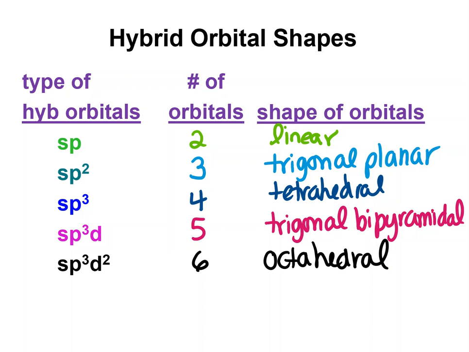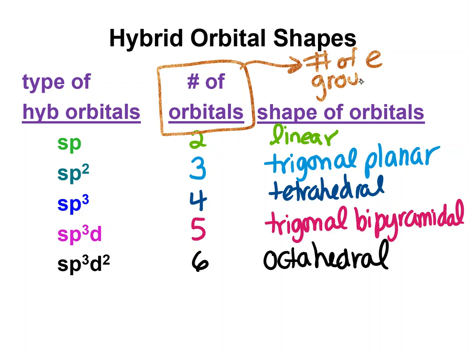Now notice something. The number of orbitals is very similar to the number of electron groups. So when you do these shapes, you can see that if you had 6 electron groups, this would be your electron geometry. It's not really the same thing, but the numbers are the same.